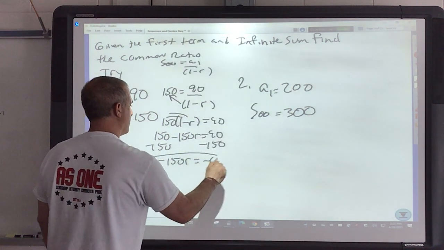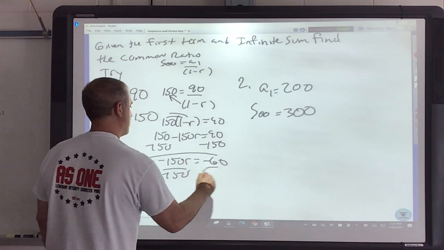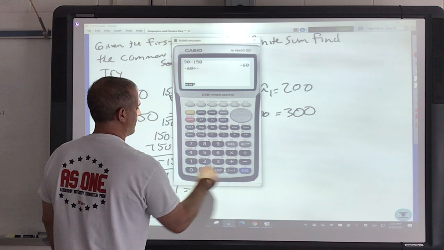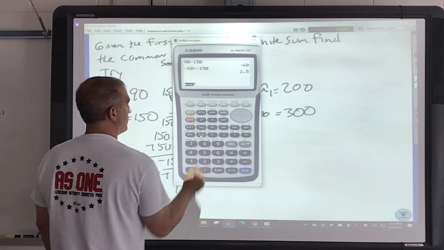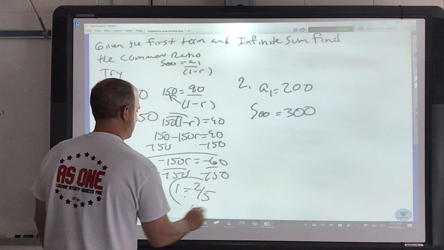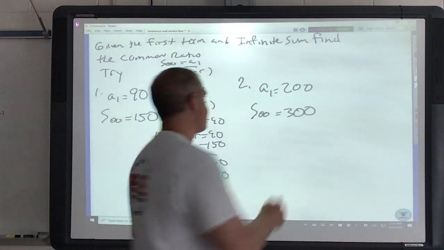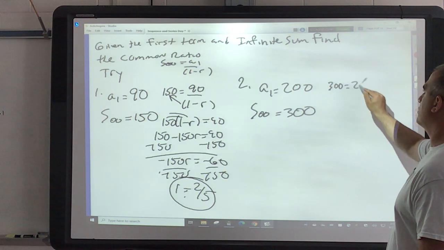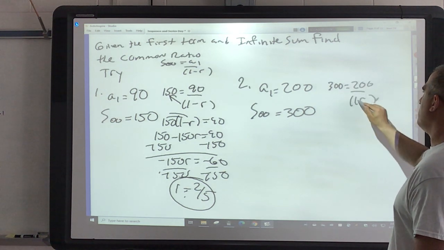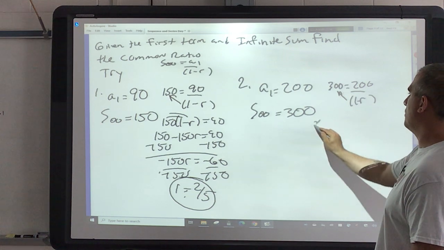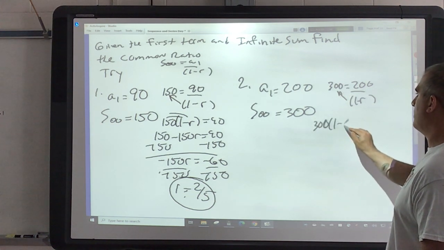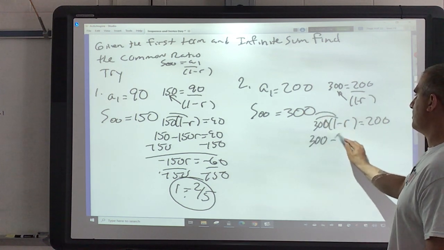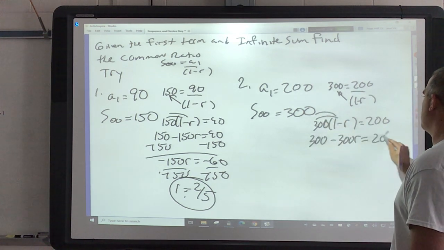That's negative 60. Divide by negative 150. Negative 60 divided by negative 150 is 2/5. All right, so this one would be 300 over 200, 1 minus R. I would cross multiply that up, so 300 times (1 minus R) equals 200. Distribute that, that's 300 minus 300R equals 200.